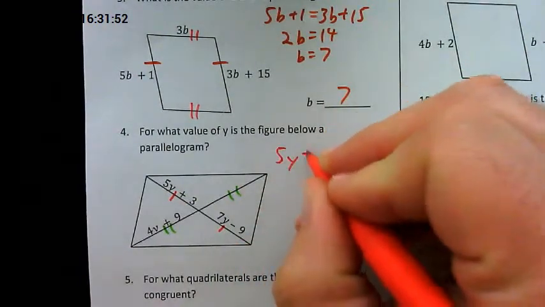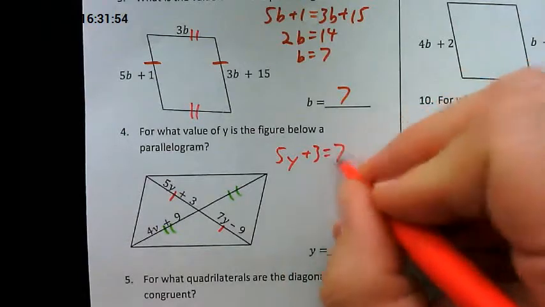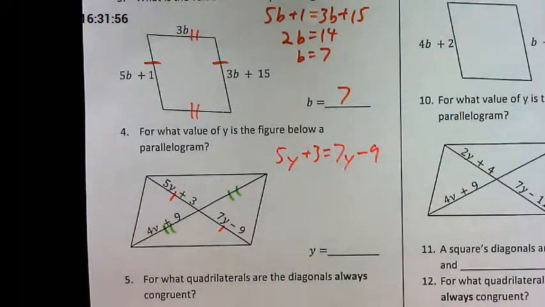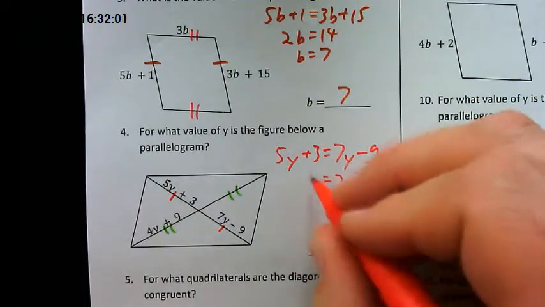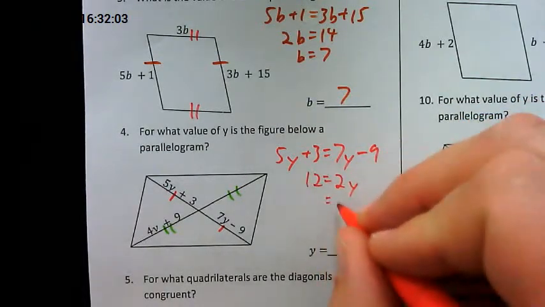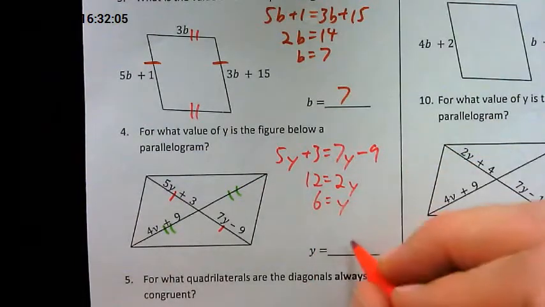So 5y plus 3 equals 7y minus 9. Subtract the 5y, you get 2y. Add the 9, you get 12. Divide by 2, you get 6.